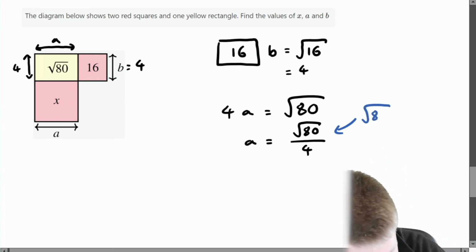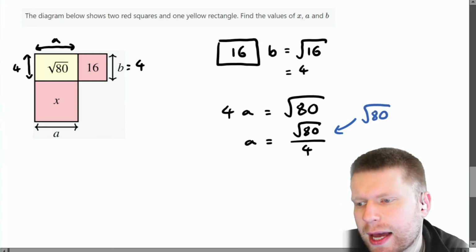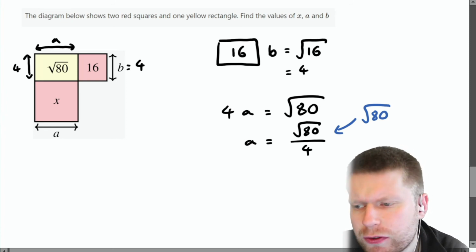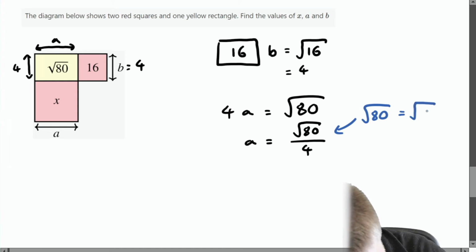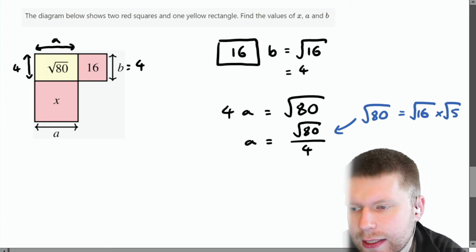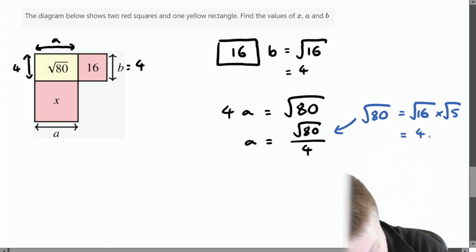So root of 80 should be the same as root of 16 times root of 5, shouldn't it? Because 16 times 5 should give me 80. Of course, if you didn't spot that straight away, it doesn't matter. You can still break it down as many times as you like. So, okay, this should just be written as 4 root 5.